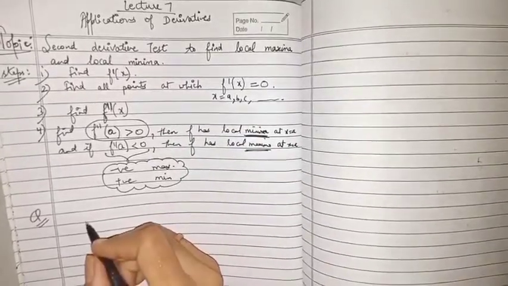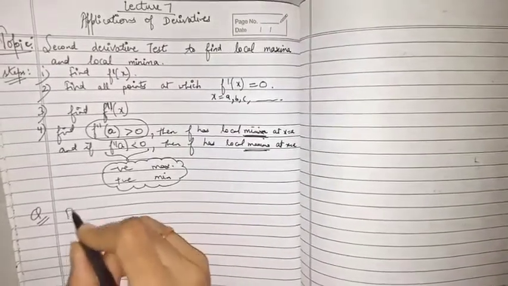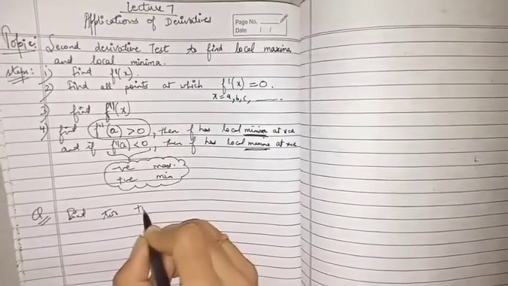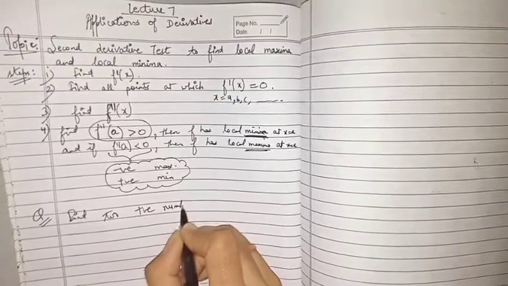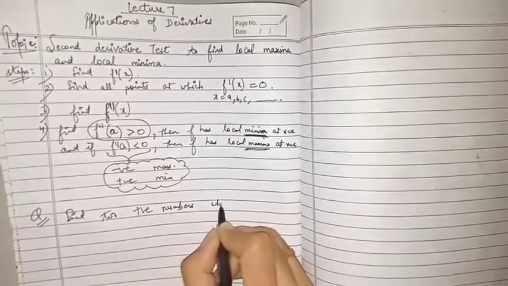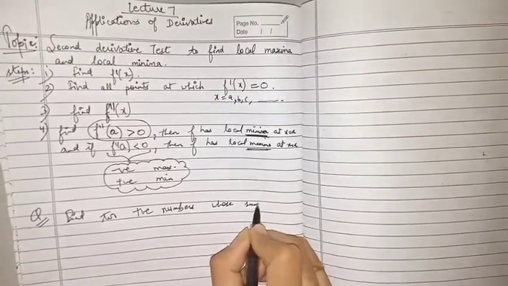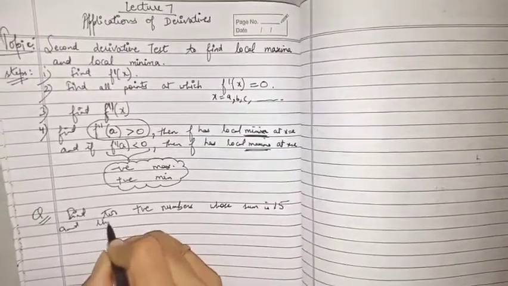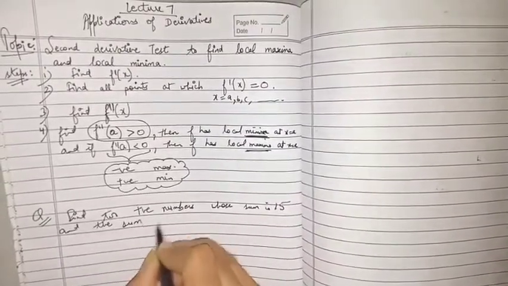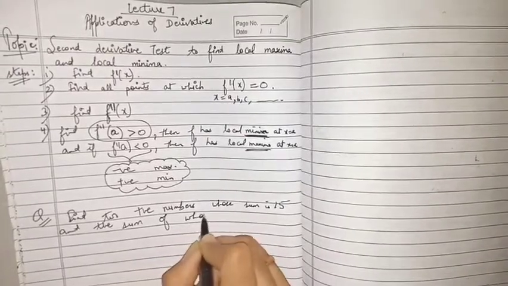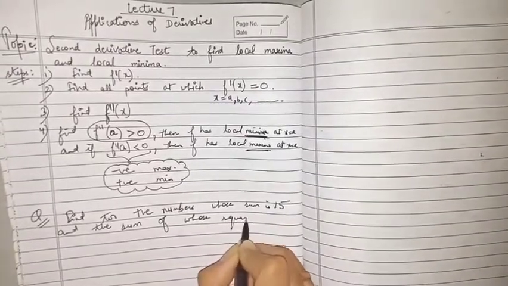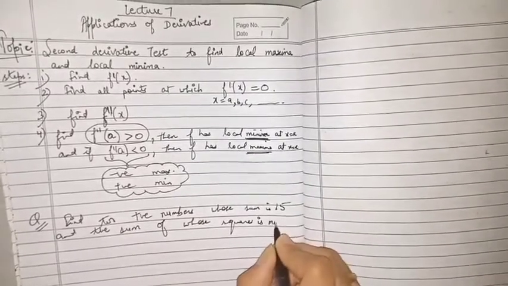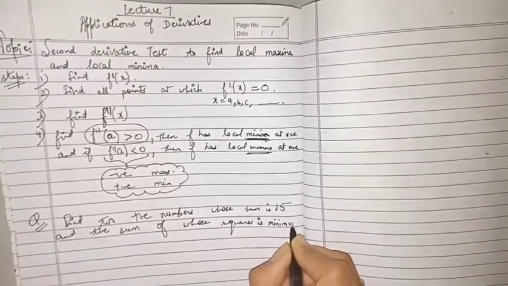Let us start with the simplest question. Find two positive numbers whose sum is 15 and the sum of whose squares is minimum. This is my question.